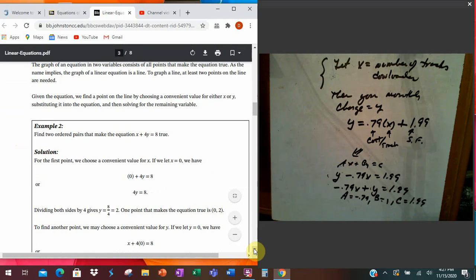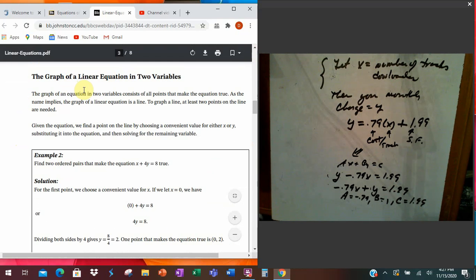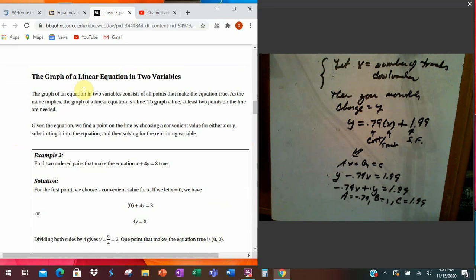So if I want to graph this, let me read back through here for you. The graph of an equation in two variables consists of all points that make the equation true. So the idea of being true is that if I took an x and y point, like 2, 3, and said negative 0.79 times 2 plus 3, my y point, this should be equal to 1.99 if it is on the graph. And I'm pretty sure it's not. That would not be a solution to that, okay?